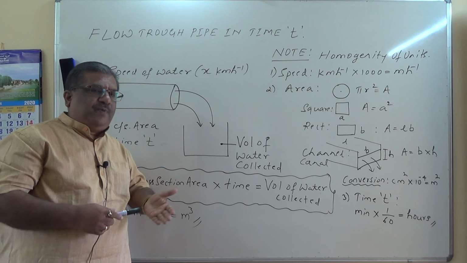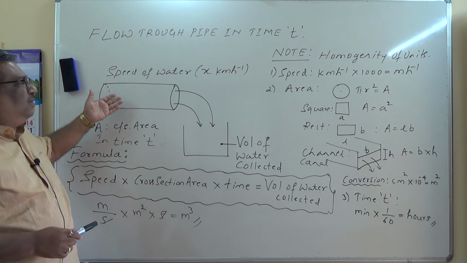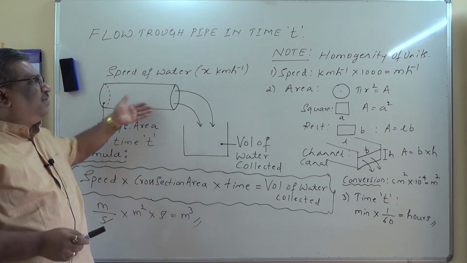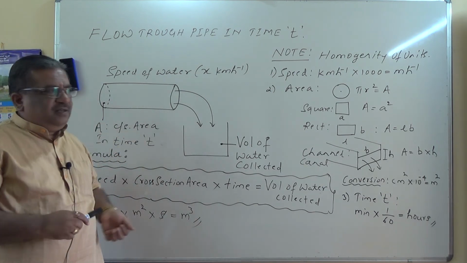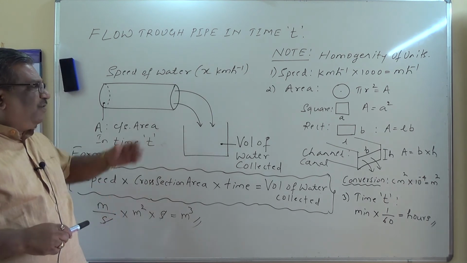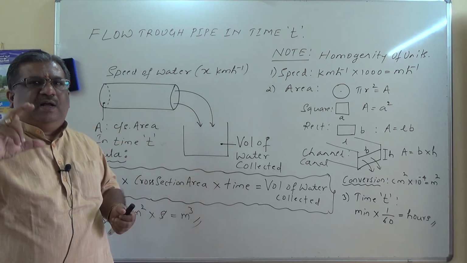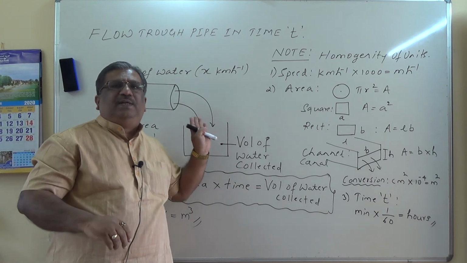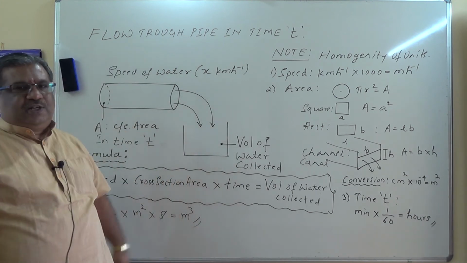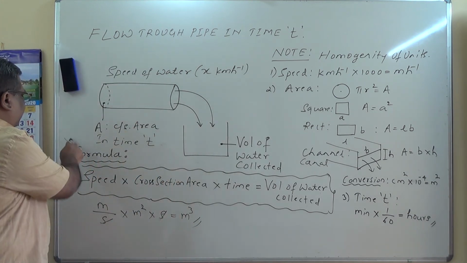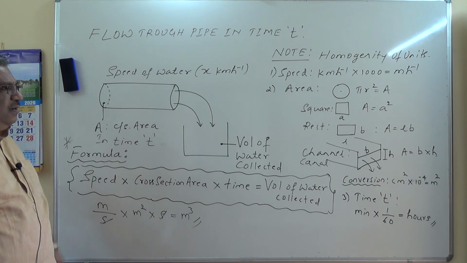Sometimes the most popular question is: water is flowing through a circular pipe of radius so and so at the rate of so and so kilometers per hour. Find out the height of the water accumulated on the field in 30 minutes if that water is released into the field. That will be the question basically. In order to solve such numericals, this formula is most important. I hope you have understood. If you have any doubts, you can discuss with me during the live session. So please make a note of this one.